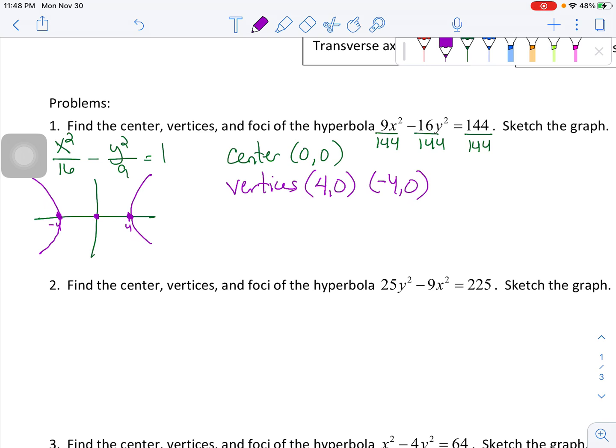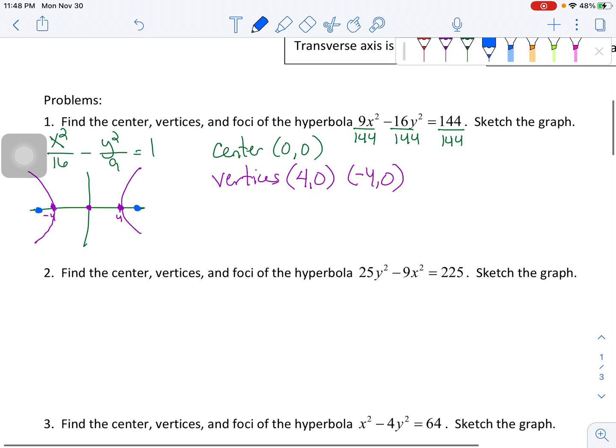And our last thing here is we're supposed to find the foci. Now, mathematically, I know that my foci sit somewhere within the curve, but I actually want to know what number it is. What's the actual value for my foci? So I am going to say that c squared is equal to a squared plus b squared. That means c squared is equal to 16 plus 9, which, last time I checked, I'm pretty sure is 25.